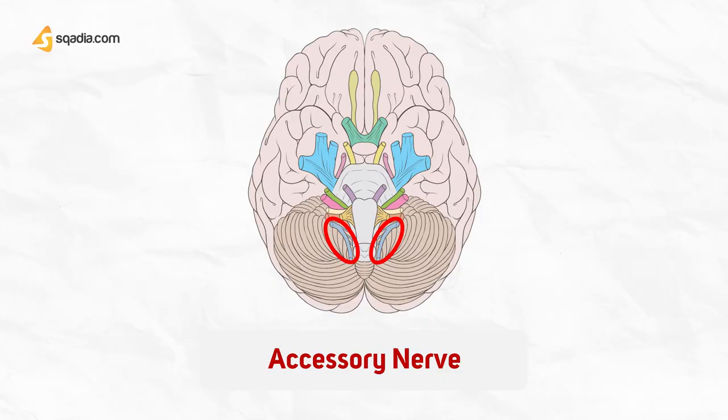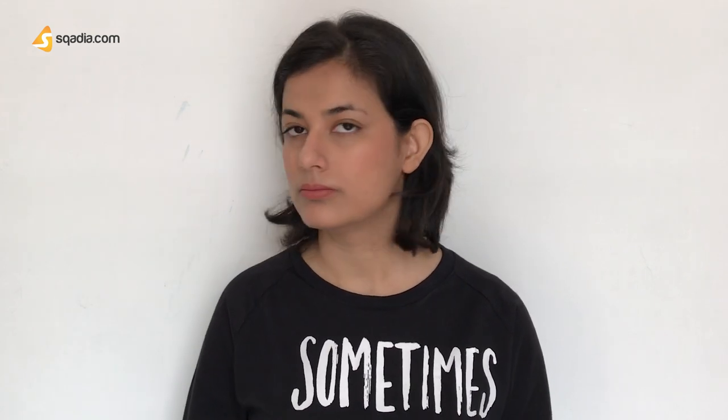The 11th cranial nerve is called the accessory nerve. The function of this nerve is that it supplies the sternocleidomastoid muscle and trapezius muscle. To assess this nerve, firstly we'll assess the sternocleidomastoid muscle. Ask the patient to look at one side and resist your push. The sternocleidomastoid muscle will be visible. You can even palpate it.